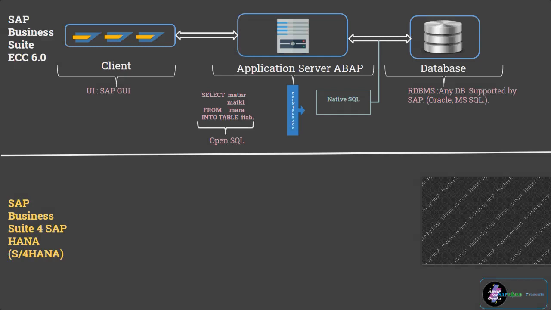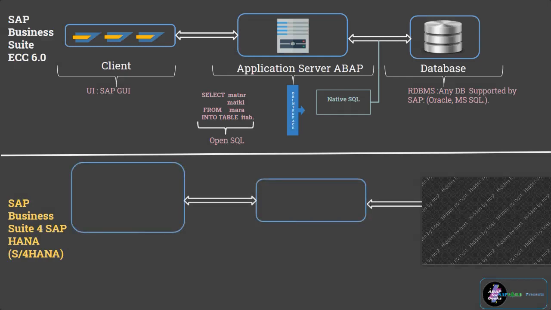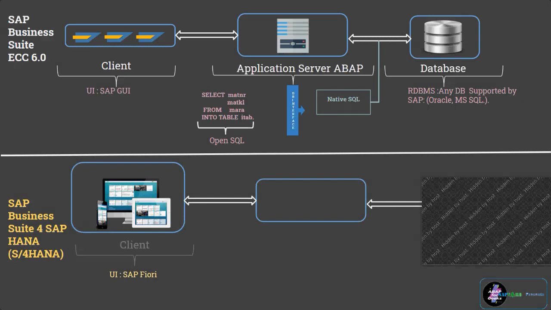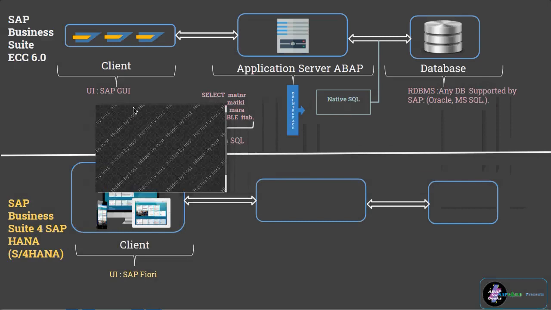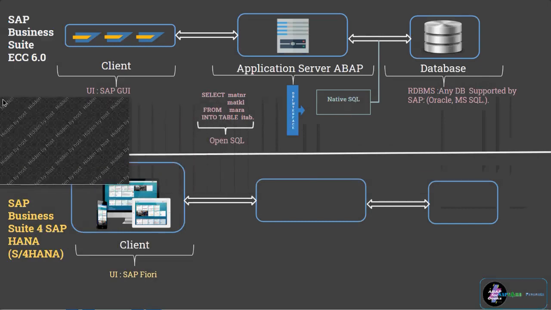So if you look at SAP Business Suite for S/4HANA, we have a different architecture. Actually, the architecture is the same, still R/3. There is no difference, but the user interface, the way the user interacts with it, will change. Mostly that would be Fiori, and the database is purely HANA, right? This we already know.